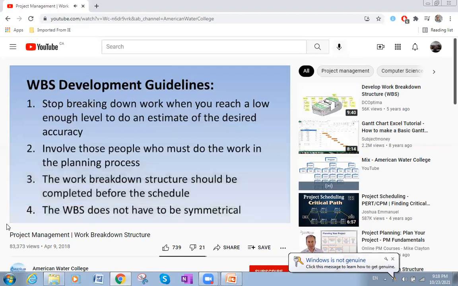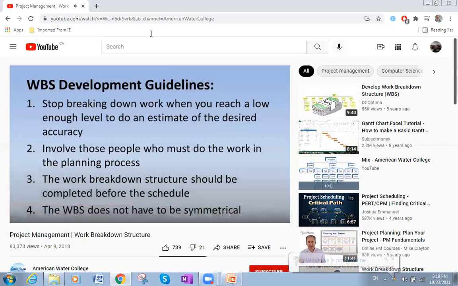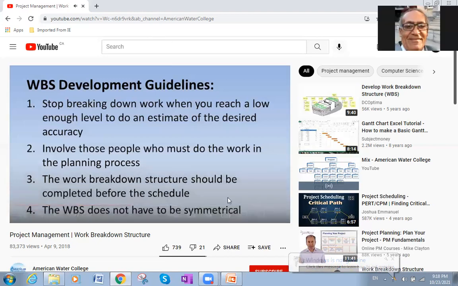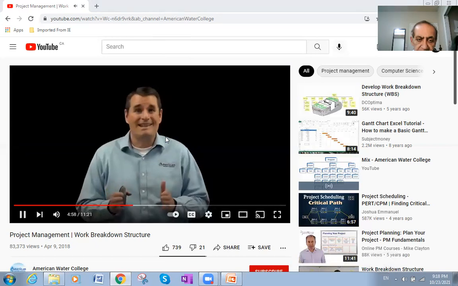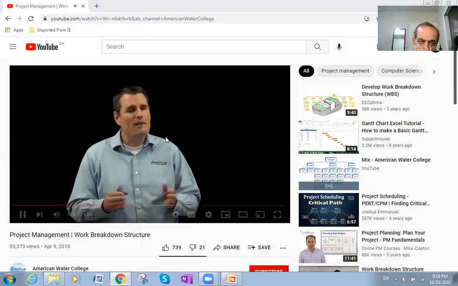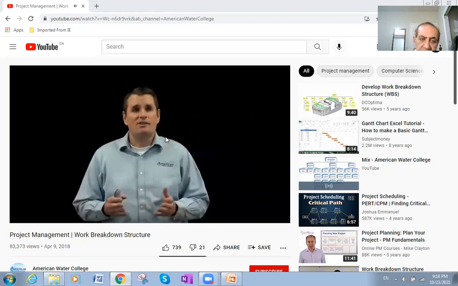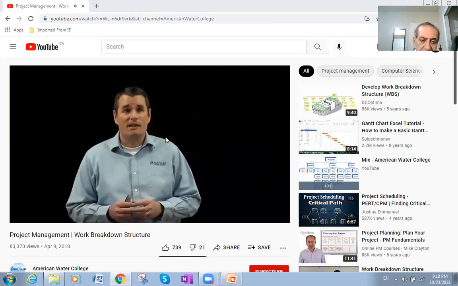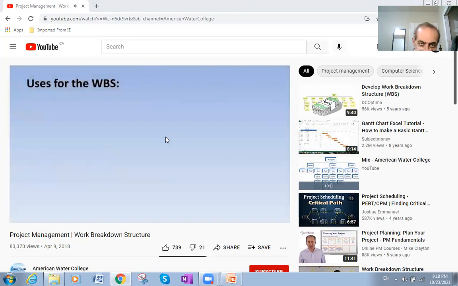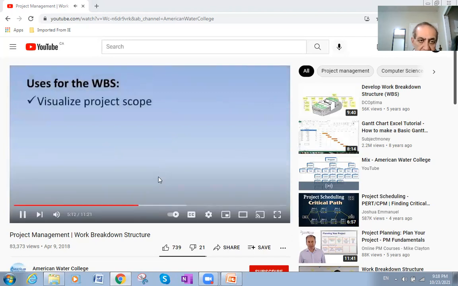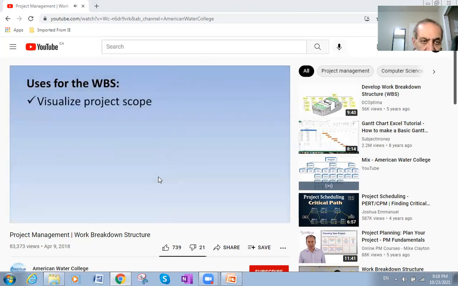It's possible that some tasks will require very little breakdown, while others will require much more detail. So work closely with those individuals on your team that tend to think symmetrically and help them to see that asymmetry has a place at the table too. In addition to helping with the estimating process, there are a couple of other good uses for the work breakdown structure. The work breakdown structure is a good way to visually show the scope of the project.